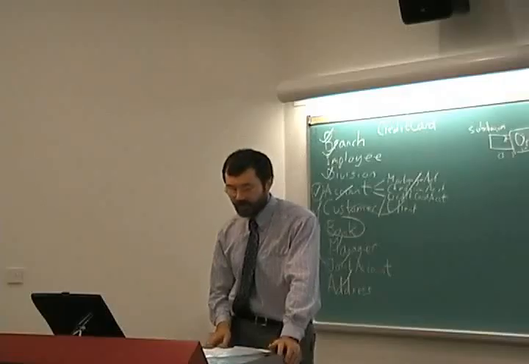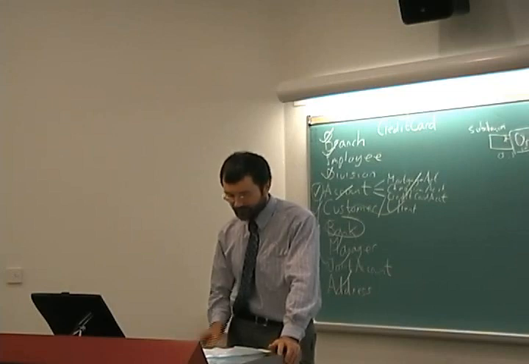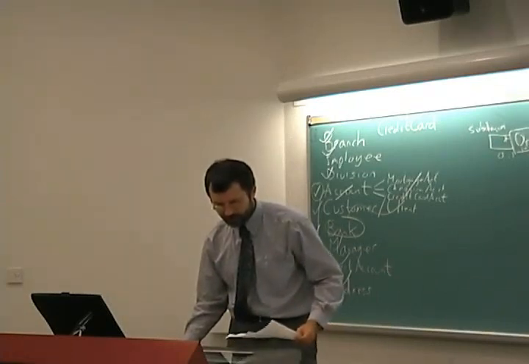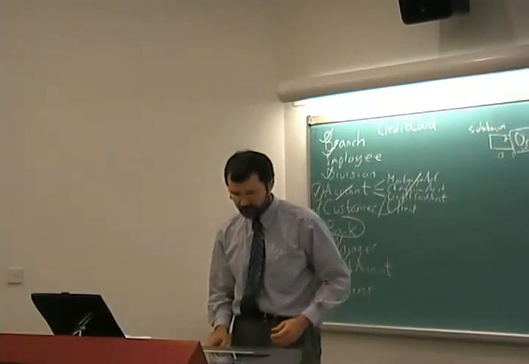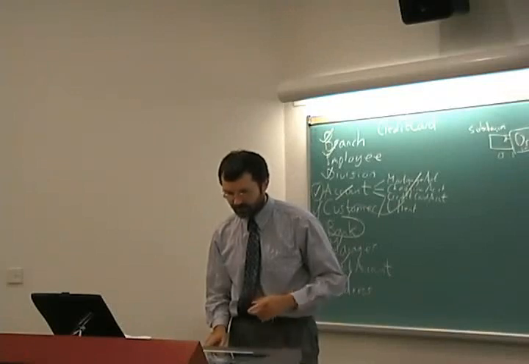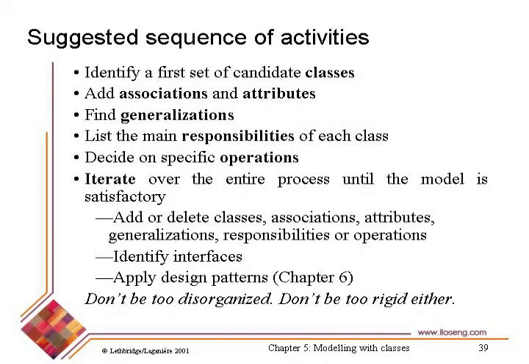No? Okay, let's find out where we were in this problem. Okay, we were round about here. On slide 39, we said, here's a sequence of activities. So this is what we did today. Identified a first list of candidate classes, added associations and attributes, found generalizations. We didn't get round to the responsibilities and operations. We're going to get to that next lecture, okay?